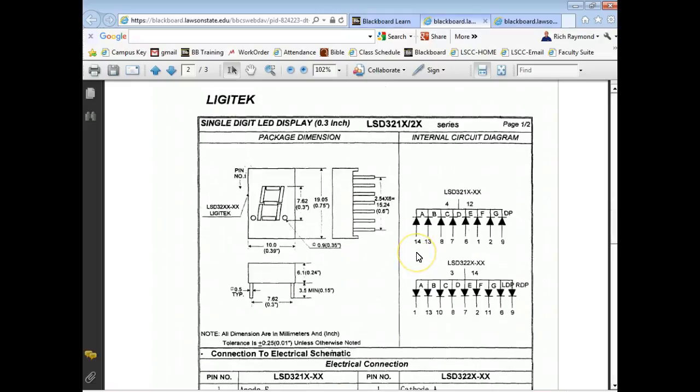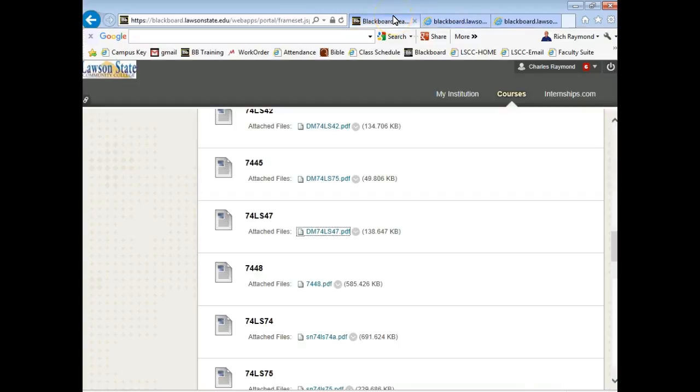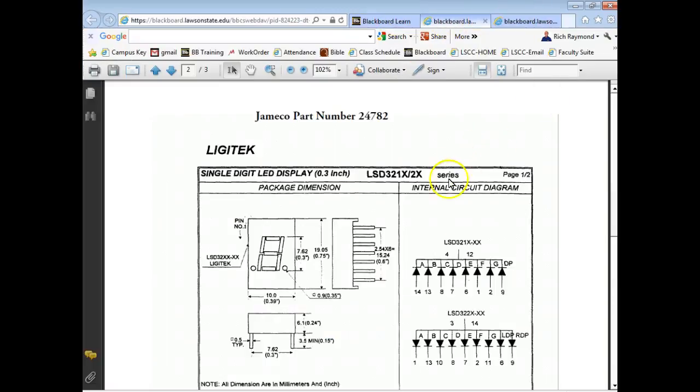So what y'all got to do, you got to draw the connection between the 7-segment display and the decoder. Are you okay? You know what y'all need to do there? Yes or no? Huh?